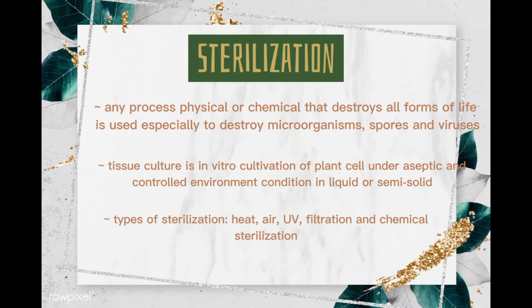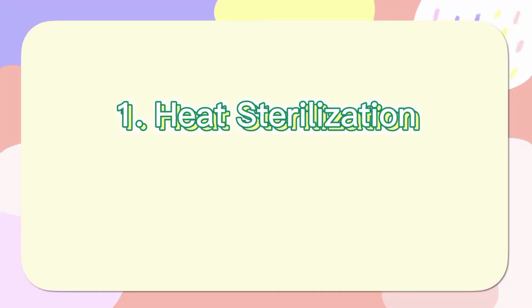In this practical test, I will perform a few types of sterilization which are heat, air, UV, filtration and chemical sterilization. Firstly, we start with the heat sterilization that consists of two, which is dry heat and moist heat. The first one is dry heat.